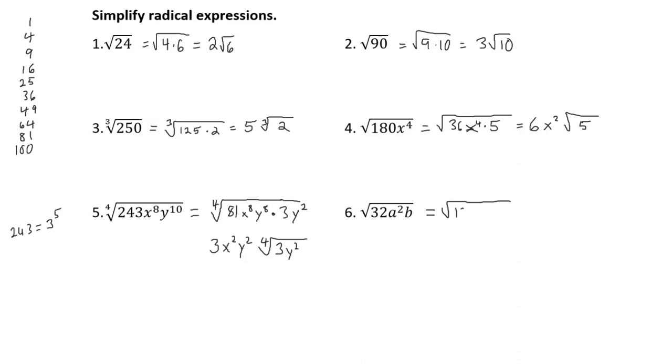So that's 16, which is on our perfect squares list. A squared divides by 2, b does not. So then this gives us 4a as perfect squares, taking the square root of them. What's left is 2b. All right, let's look at some more examples.